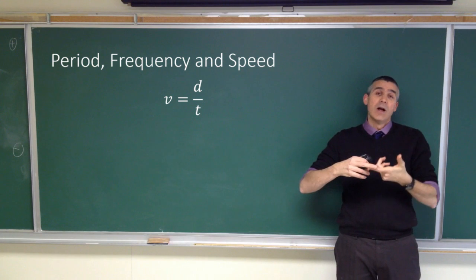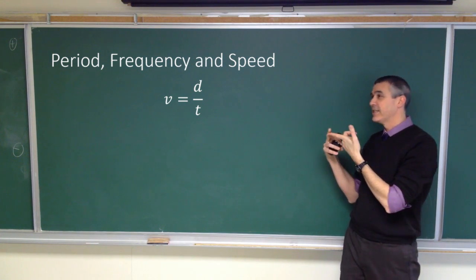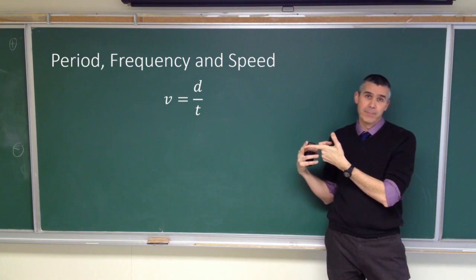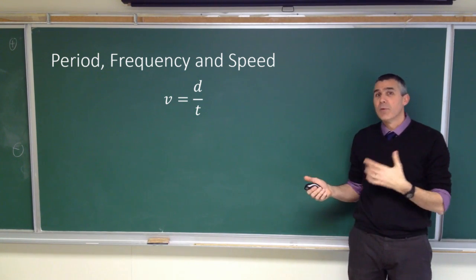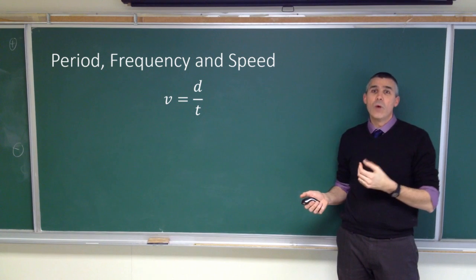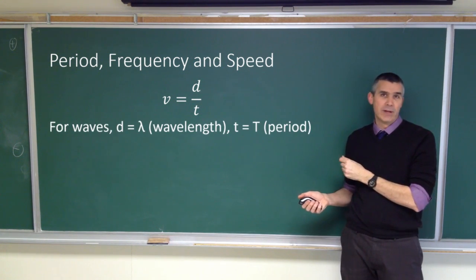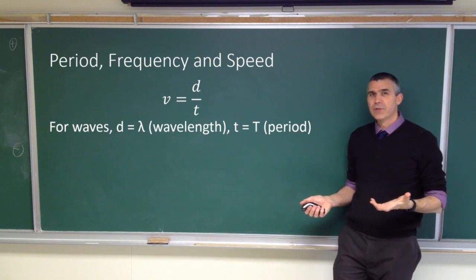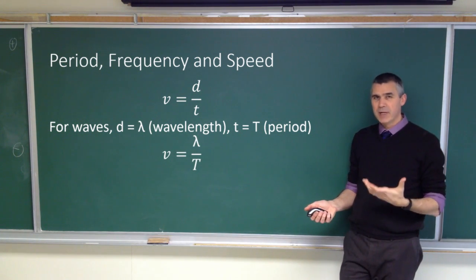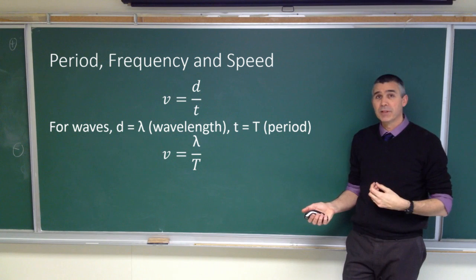of a wave. So a wave will travel a distance of one wavelength in a period T, so we can replace d and t with wavelength and period. Okay? So when we do that, we wind up with this equation. V is equal to lambda over T, where lambda is the wavelength and the capital T is the period.